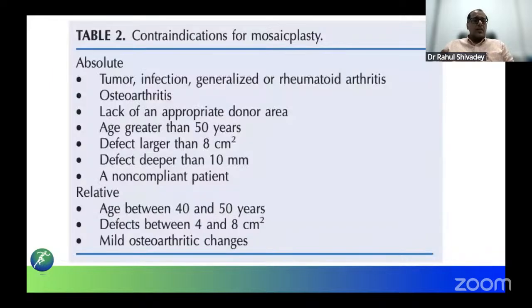There are certain contraindications: generalized osteoarthritis, lack of an appropriate donor area, and larger defects, more than 8 centimeters. If the defect is more than 10 mm, a non-compliant patient, and a patient's age greater than 50 years, because then, as we said already, there will be global chondral changes, and the transplanted cartilage will probably also be diseased cartilage.